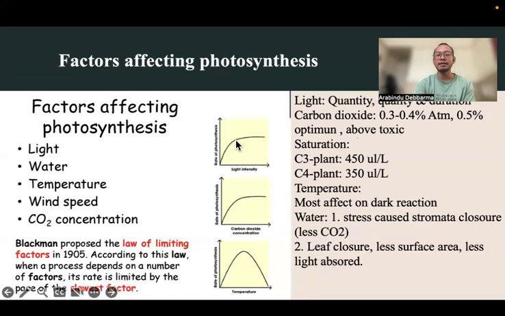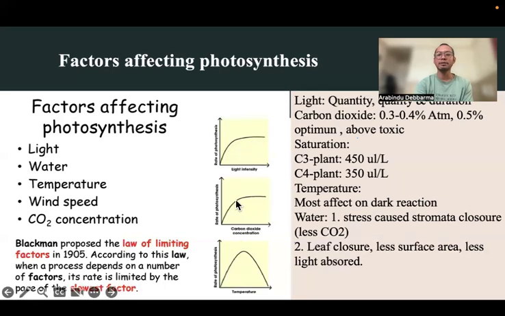There is a particular area where the rate of photosynthesis is very high. This is what you call the optimum light, or optimum reaction, where at this particular point only, at a certain point of light intensity only, the photosynthesis rate will be higher.